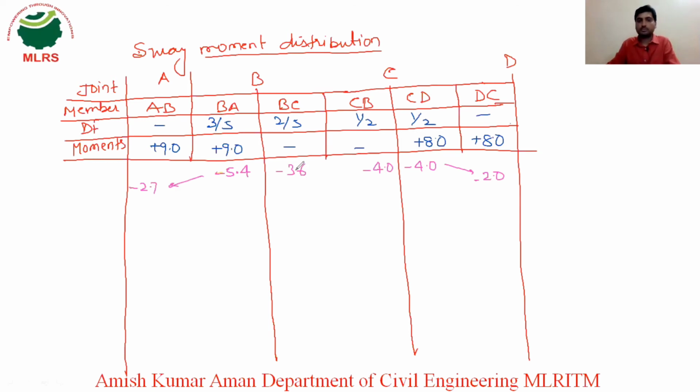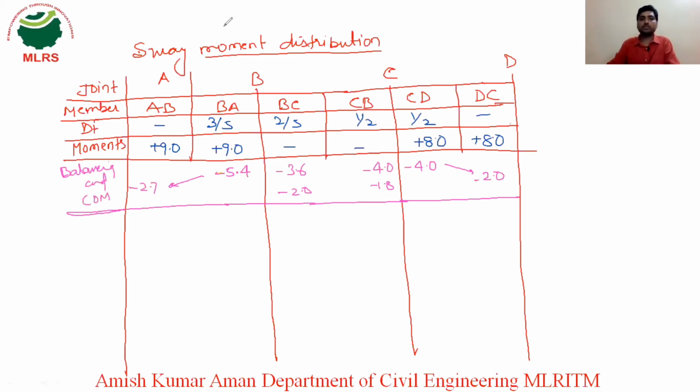For this minus 3.6, it will be minus 1.8. And for this, it will be minus 2.0. So this is your first step. Step 1 is completed. That is balancing and carry over moments.